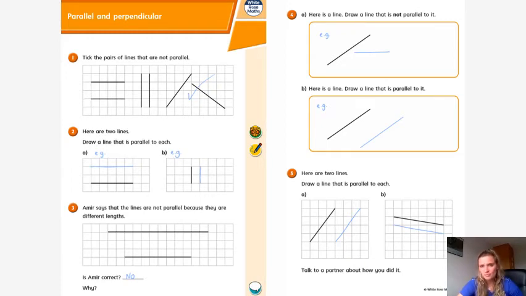So they are still moving in the same direction, but they're just different lengths, so they are still going to be parallel. For number 4, here is a line. Draw a line that is not parallel, so it should be anything that doesn't follow the same shape. And then for B, you had to draw a parallel line, so they should look like they're going in the same direction. For number 5, here are the lines. Draw the parallel line. So I would have used the squares on the grid to help you, to show you how to draw your parallel lines.